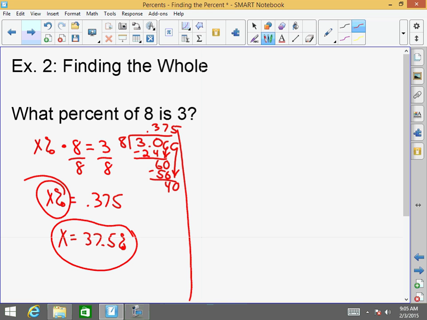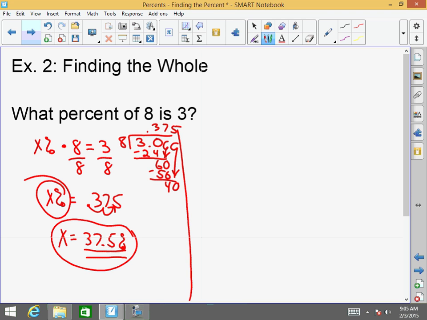So you need a decimal for that? I got 375. Okay, it's 0.375, but then I have to turn it to a percent. So I got to go 1, 2 to the right, which is 37.5%.